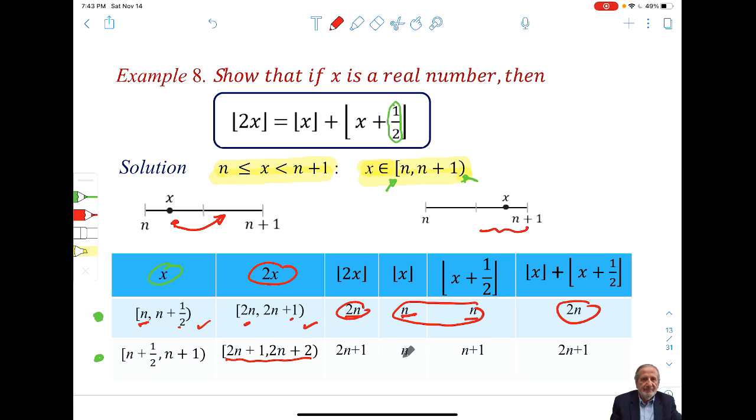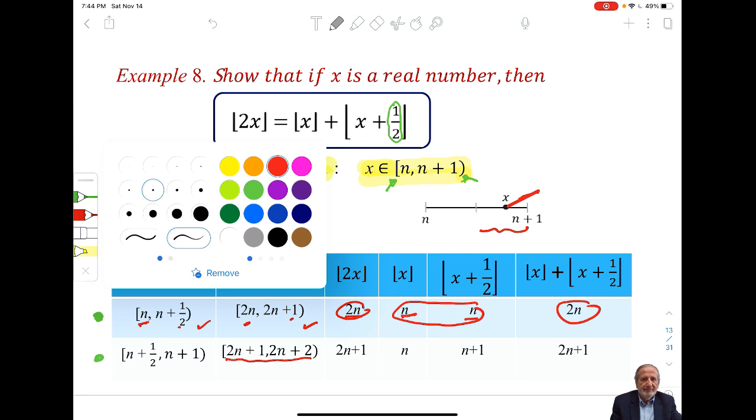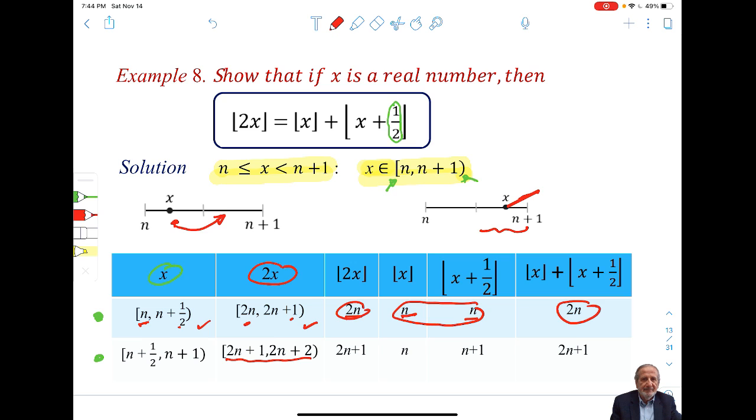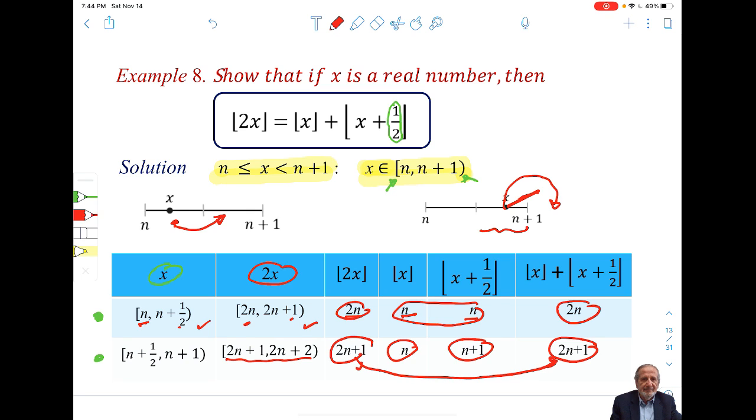Now, x plus 1/2, here's the problem now. When you add 1/2 to this, it's going to go out that way. And then when you take the floor function, it will be n plus 1. And plus n, 2n plus 1, 2n plus 1, they're equal.